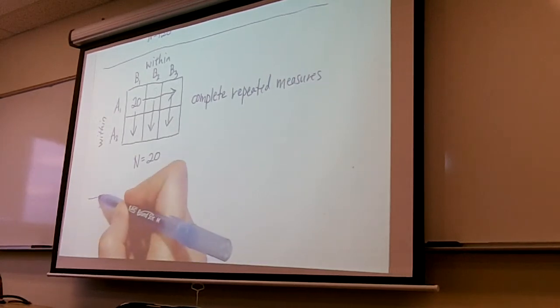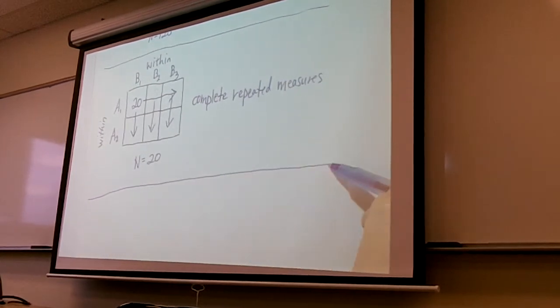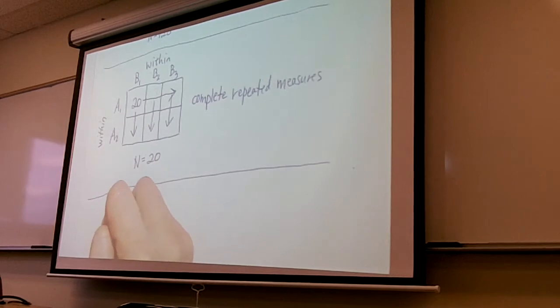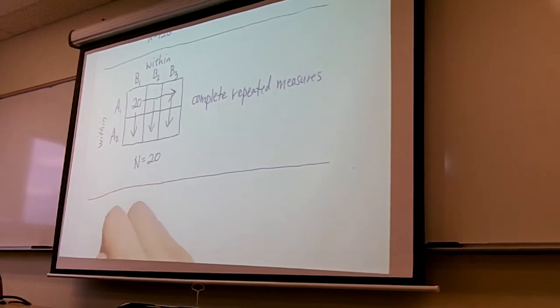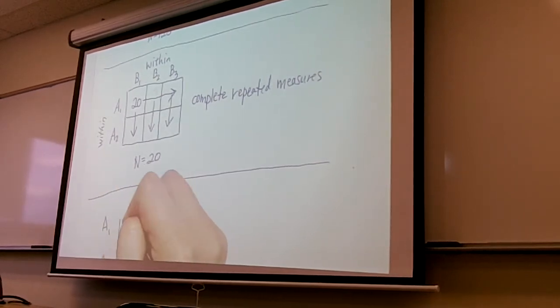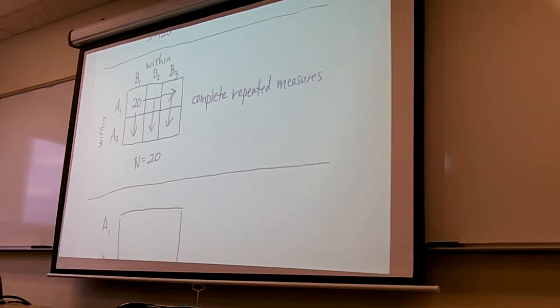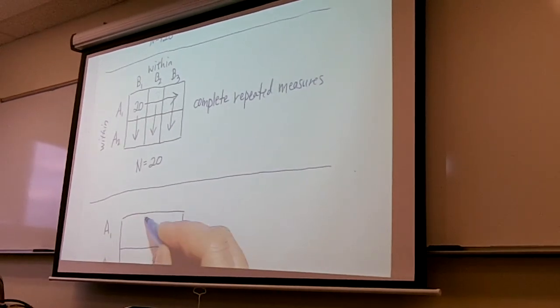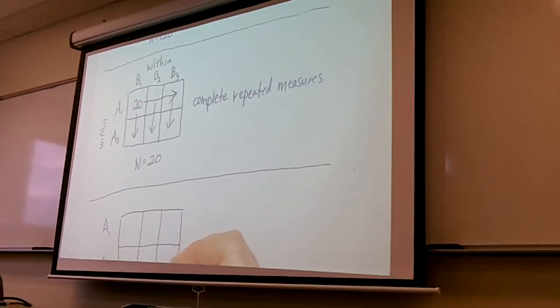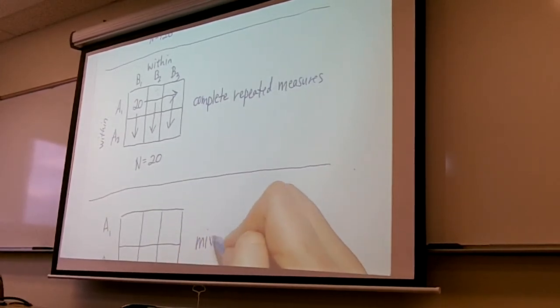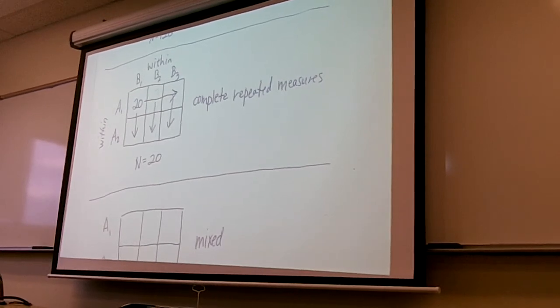All right. Now let's see if you get it. Last one says we're going to do a mixed factorial design. What's a mixed factorial design? One of the variables is between subjects and one of them is within. Okay, so one's between and one's within.